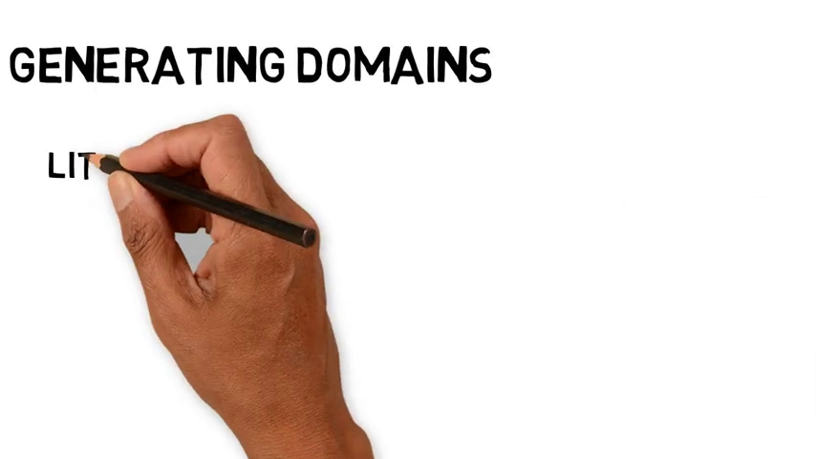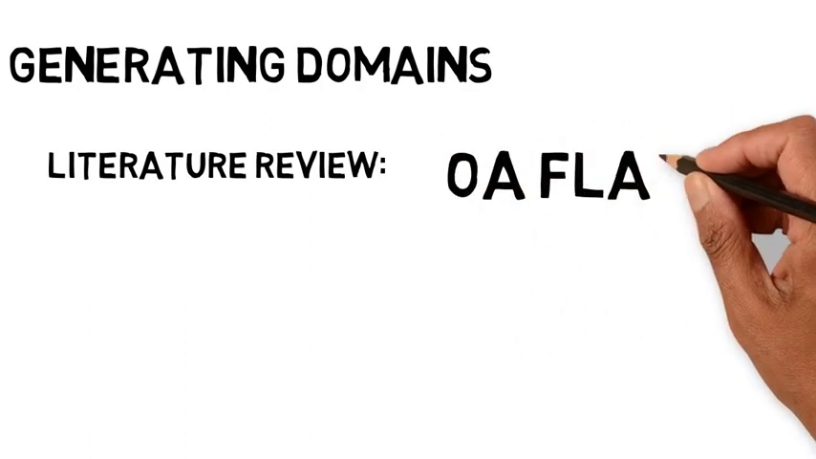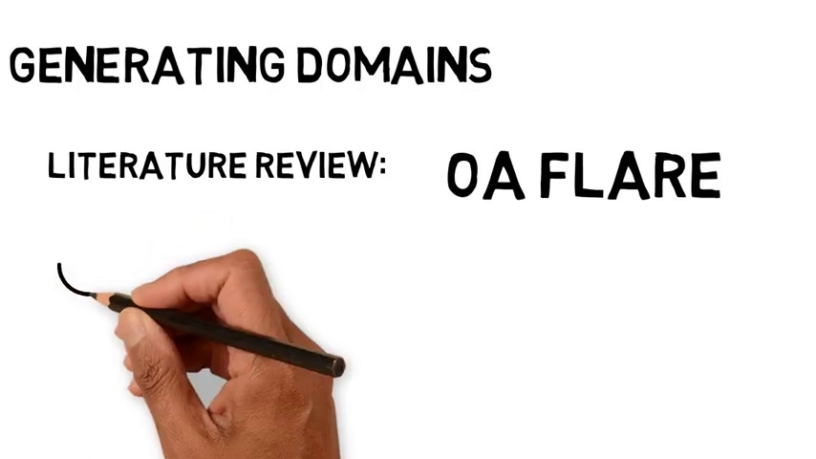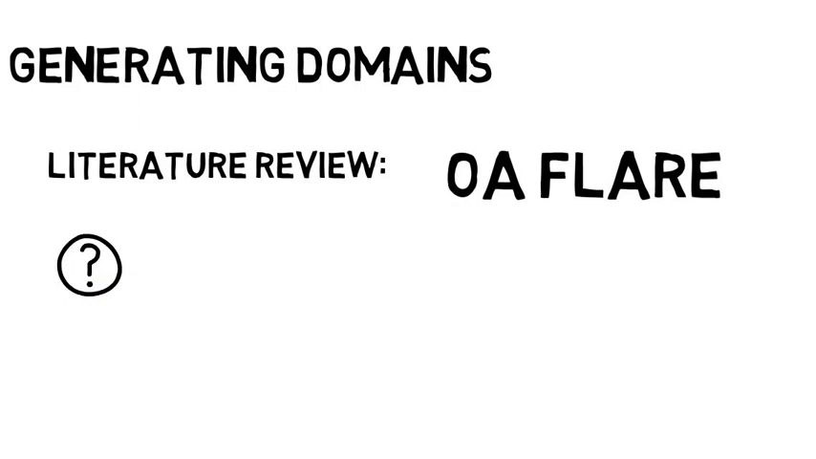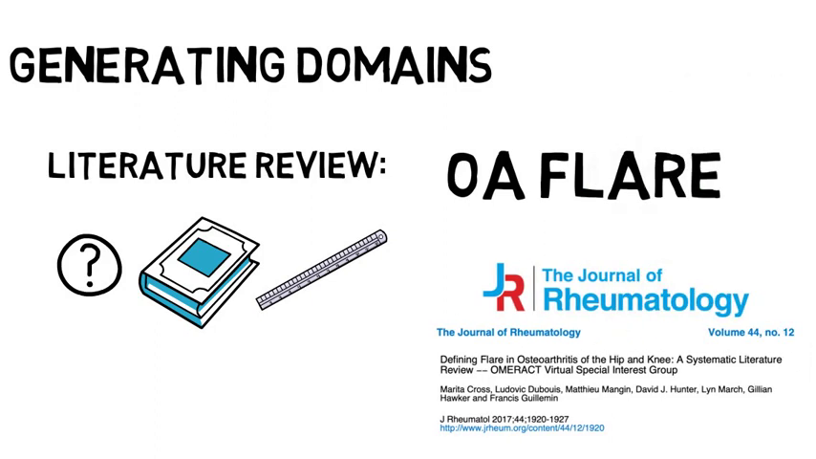The first step was a literature review to see how OA flare was described to date in the scientific literature by patients, researchers, and clinicians. This told us that OA flare was commonly being used as an outcome or inclusion criteria in rheumatology trials, but confirmed that we lacked a standardized way to define or measure it. This work was published in 2017.